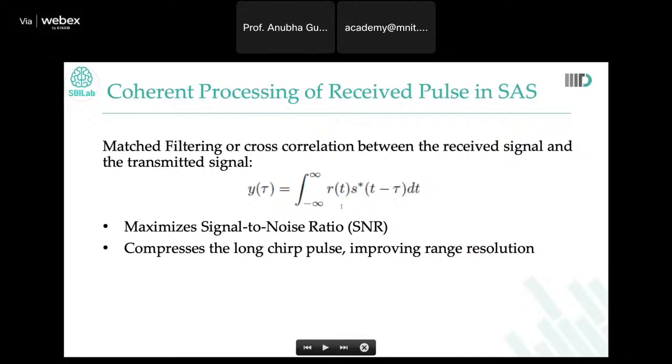The received signal is r(t), and because it is a complex signal, you're doing s*(t - tau). This is your transmitted signal after a delay tau, which you know, that you want to use for the coherent crossing. This is the cross correlation you will do, and then you will analyze this output, right? Matched filtering helps you maximize the signal to noise ratio, and because of this LFM pulse, once you do this cross correlation, we'll see that the long pulse actually compresses, improving range resolution.